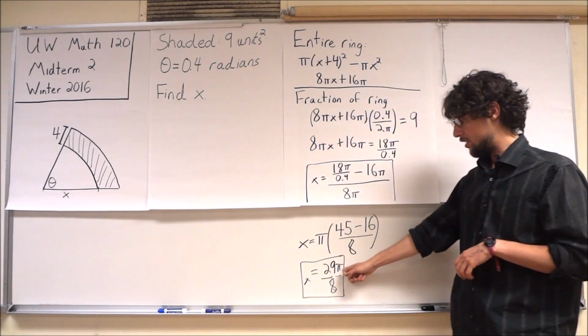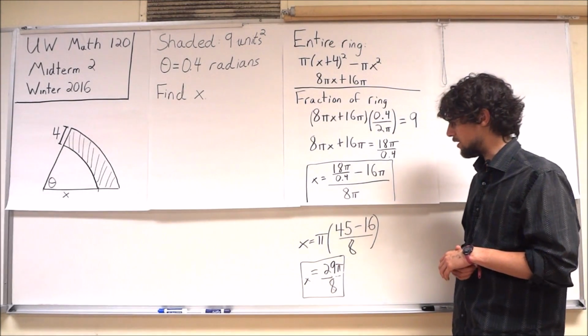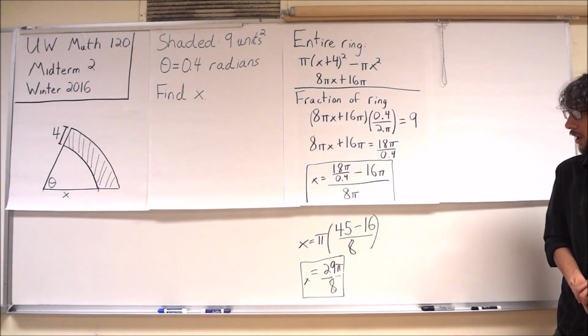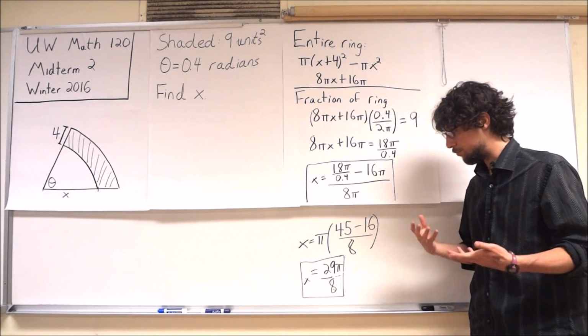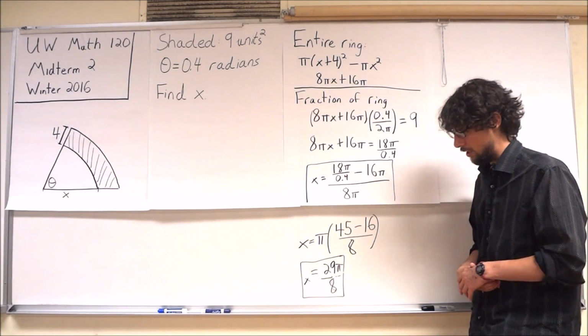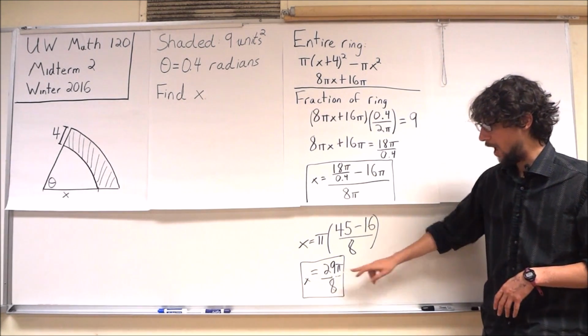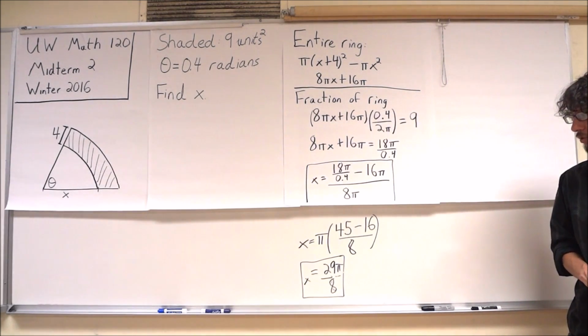I would not, at this point, actually compute this as a specific number. I would leave this written in terms of pi. In general, I prefer to see and to give answers that are written in terms of pi rather than in terms of something like 3.14.